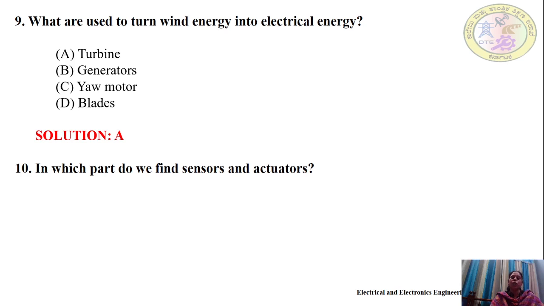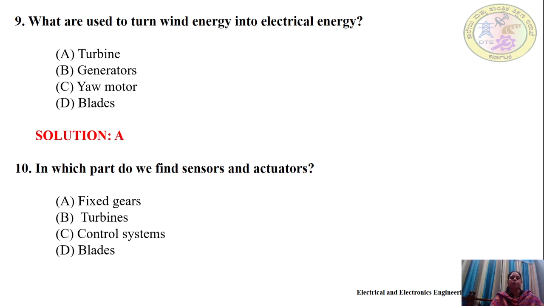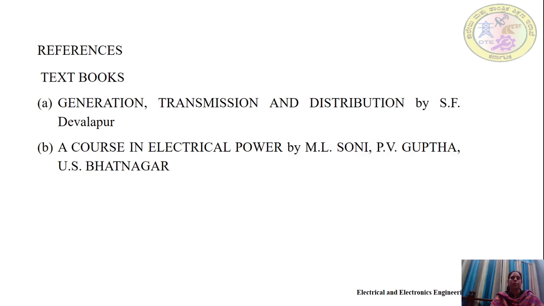In which part do we find sensors and actuators? Fixed gears, turbines, control system, blades. Solution is C, control system. In the control system we find sensors and actuators. Solution is C, control systems.